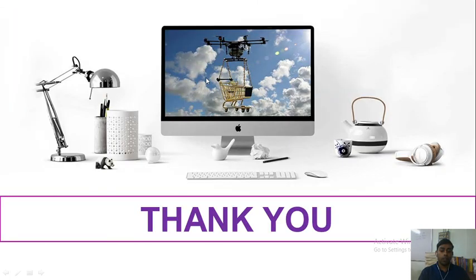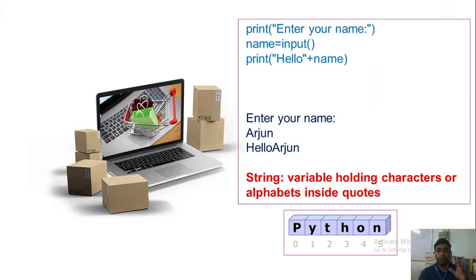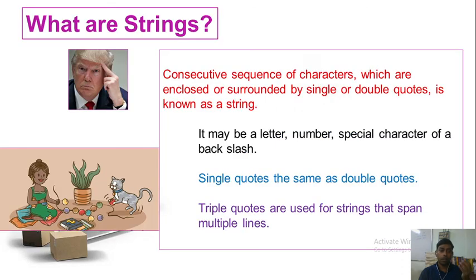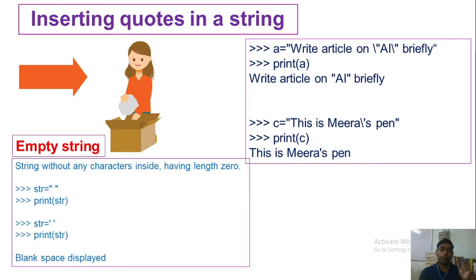So these are the operations, and this is all for the time being. Let's have a quick revision. We have seen the first example in the previous chapter. A string is nothing but a group of characters, and we have the concept of index or subscript that represents the location where it's stored. It is a sequence of consecutive characters, which can be letters, numbers, special characters or backslash. Double quotes or single quotes both work the same, but triple quotes make a multi-line string. Creating a string, we have seen, is done by enclosing in single or double quotes; it is the most popular data type in Python. Then inserting quotes within the string.